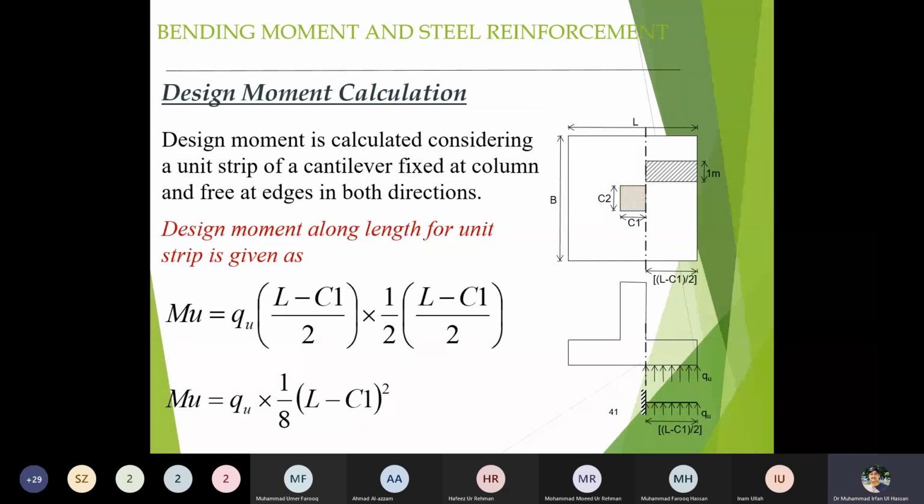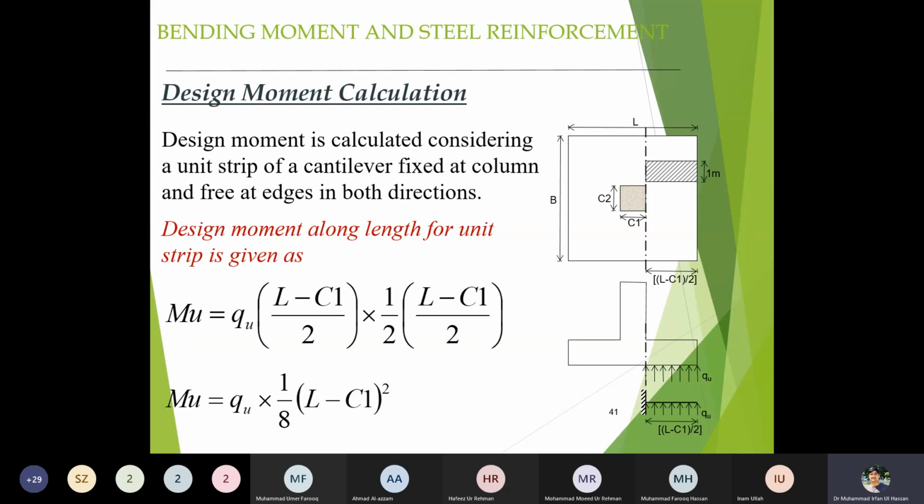Now for the moment computation, you can compute the moment for the full width, or you can compute the moment for 1 meter width. That is not difficult. You just take the UDL, and the critical section is at the face of the column. So the moment computation for the concrete footing will be QU, the load, into 1 meter width, or if you are taking the full width, then you can multiply it with B also.